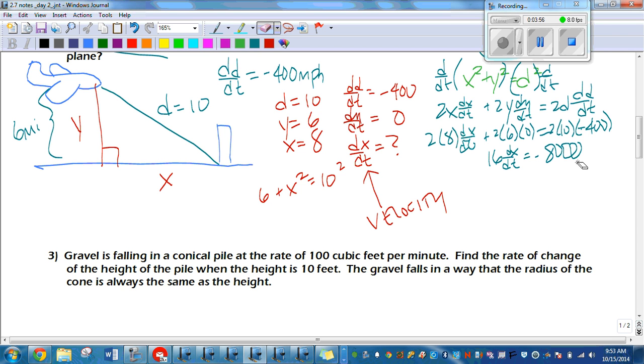So if we divide both sides by 16, dx/dt is negative 500 miles per hour. Again, the negative is just telling us that x is getting smaller. That variable, that horizontal distance between the plane and the station, is getting smaller.